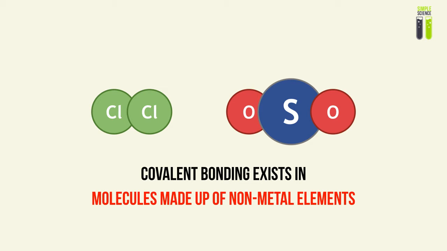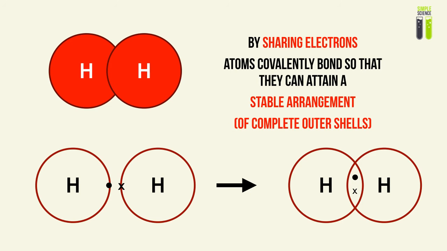But in this video we are only going to be talking about simple molecules, basically molecules made up of only one type of element, like chlorine. A chlorine molecule is made up of only chlorine atoms. Elements form covalent bonds by sharing electrons, where the atoms covalently bond so that they can attain a stable arrangement of complete outer shells.